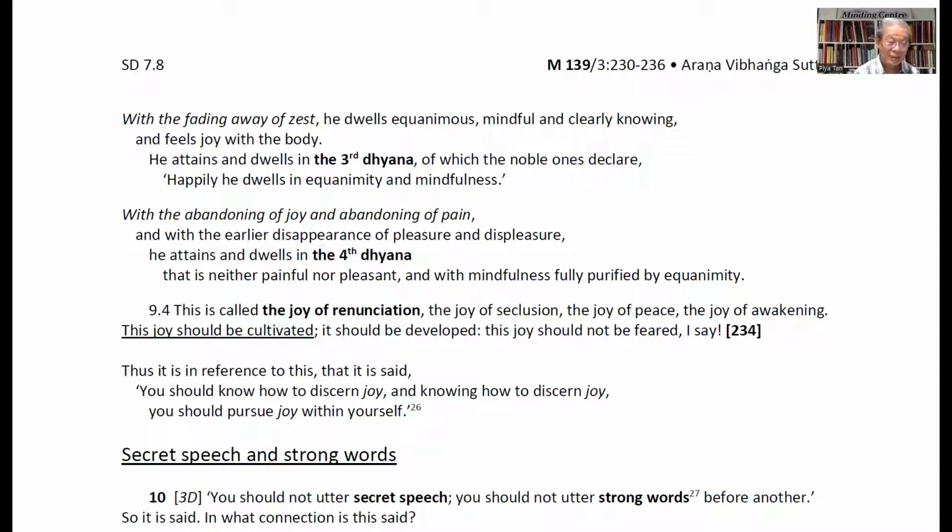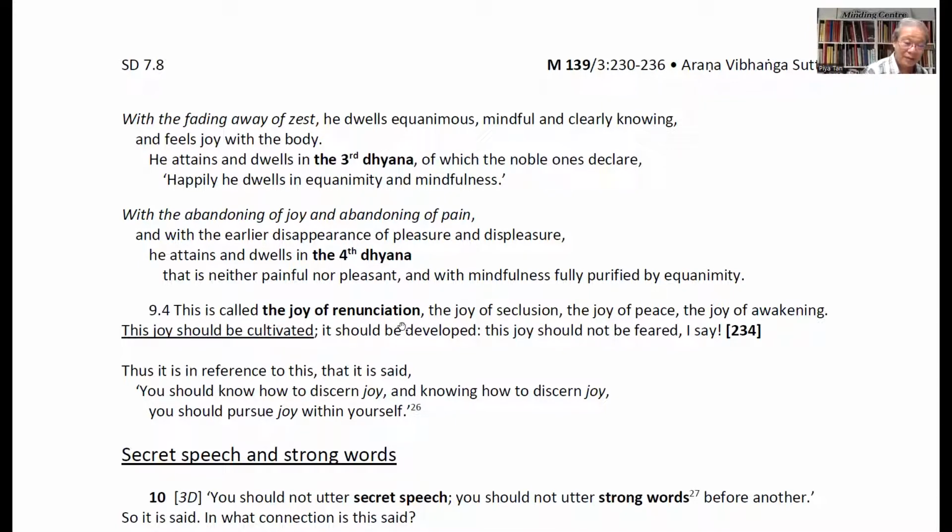And 9.4, the conclusion. The Buddha says, this is called the joy of renunciation, right? Why? Because at every stage, you renounce something. You renounce at least one of those jhana factors. It's like you're flying a hot air balloon. You let go of the sandbags one by one. The more sandbags you let go, the higher you go. So this is called the joy of renunciation.